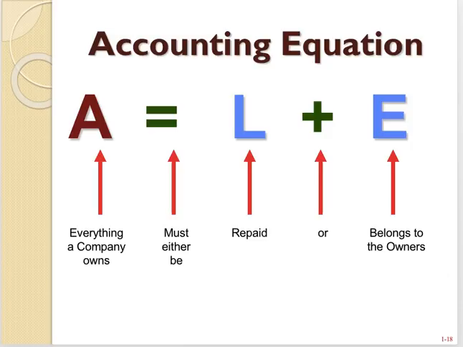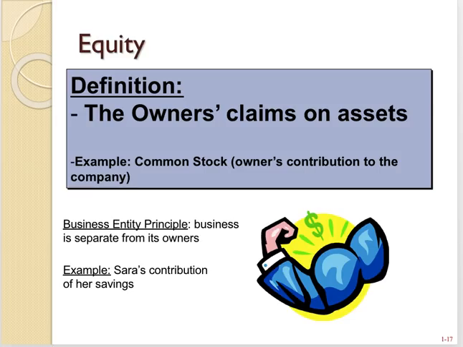So in order to understand that concept, we need to understand the business entity principle. What the business entity principle tells us is that a business is separate from its owners. Okay, owners are the individuals. The business is a separate thing. So when we do the accounting for the business, we need to consider them separate from the owners. Okay, they're not one and the same. So what the business owns is not what the owner owns.